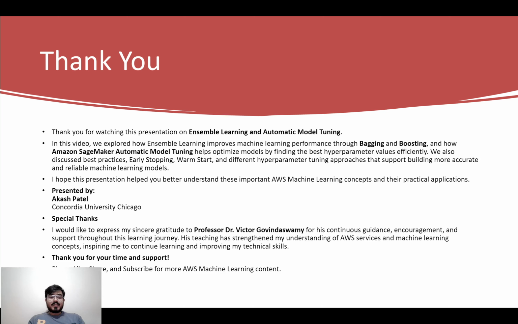Today we explored how ensemble learning models improve prediction performance through bagging and boosting, and how Amazon SageMaker automatic model tuning helps developers find the best hyperparameter values efficiently. I hope this presentation helped you better understand these important AWS machine learning concepts and how they are used in real world applications. Thank you very much for taking the time to watch my presentation.